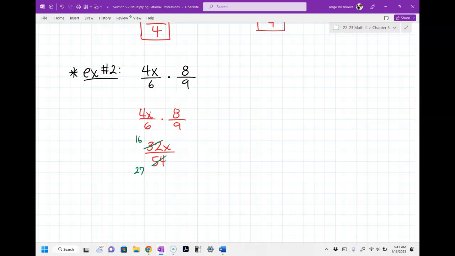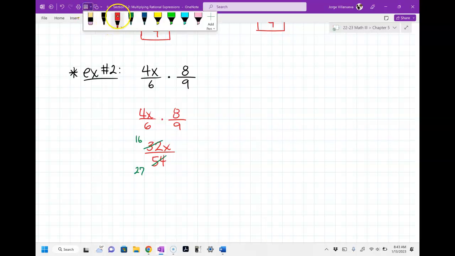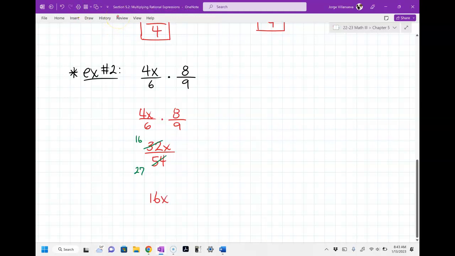All right. And there's nothing for me to cancel out the x's with. So my answer here will be 16x over 27. And remember, if you have those nice calculators, you can always borrow the ones that I have if you want. I'll bring them out for you. You can just type in 32 over 54 and it'll reduce it for you, okay? So you don't have to do it in your head.